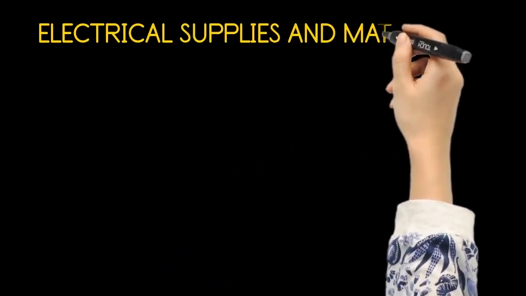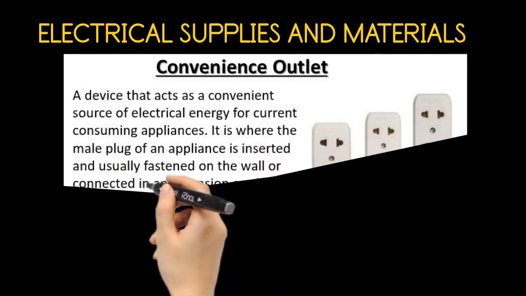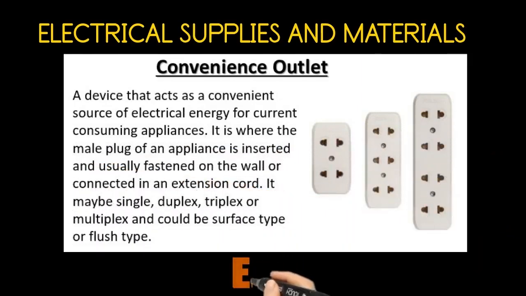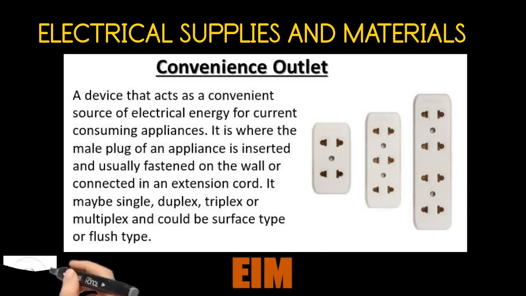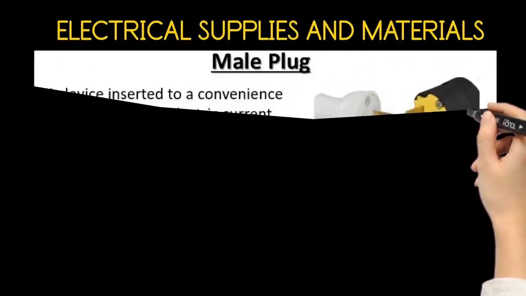The electrical supplies and materials used in electrical installation and maintenance are: First, the convenience outlet, a device that acts as a convenient source of electrical energy for current-consuming appliances. It is where the male plug of an appliance is inserted, and usually fastened on the wall or connected in an extension cord. Next is the male plug, a device inserted to a convenience outlet.